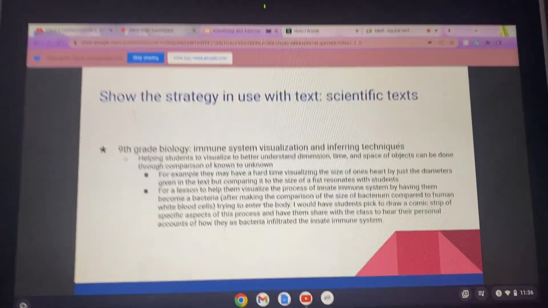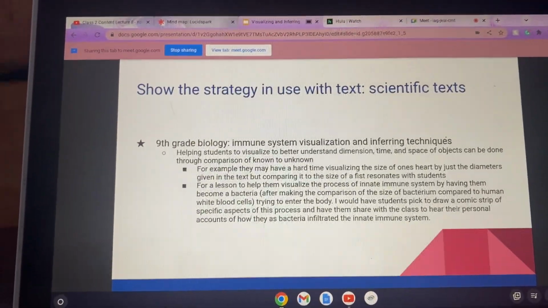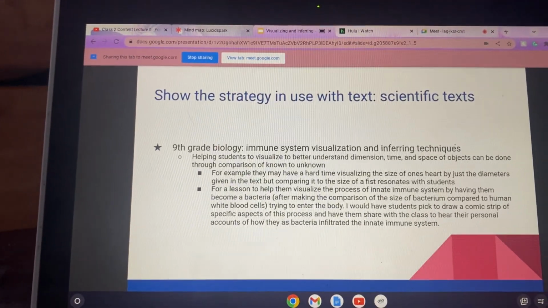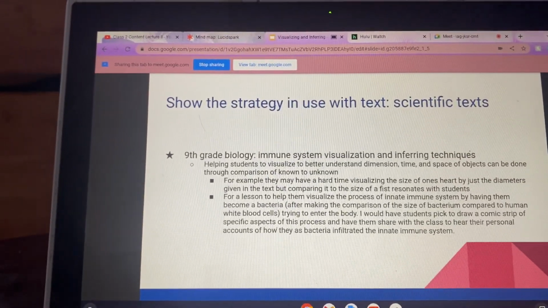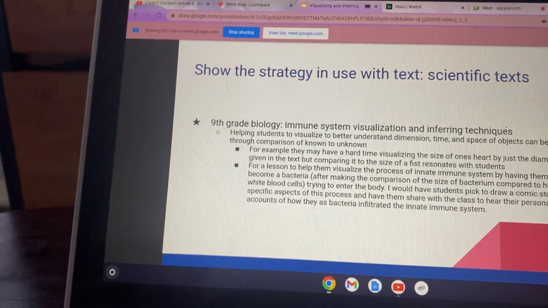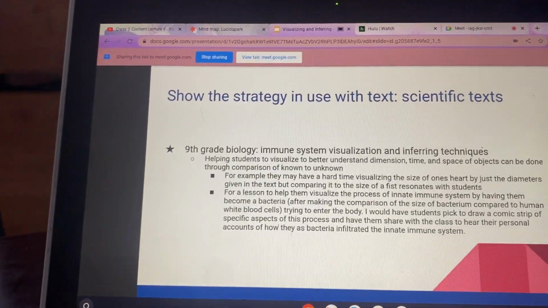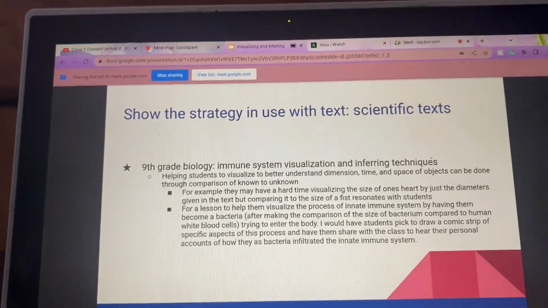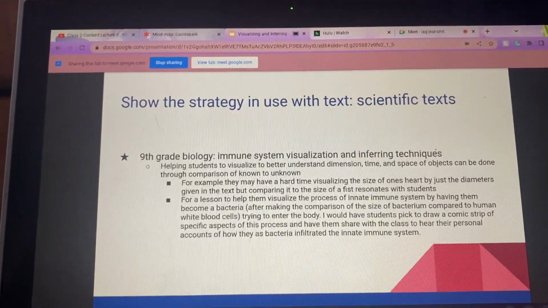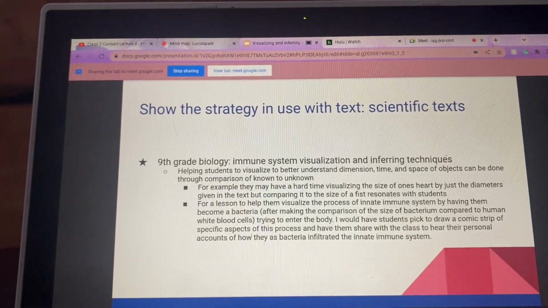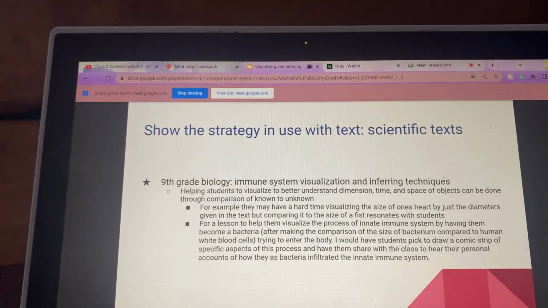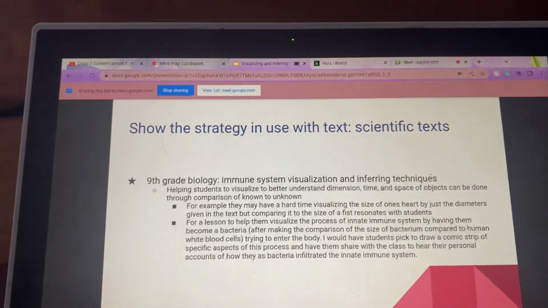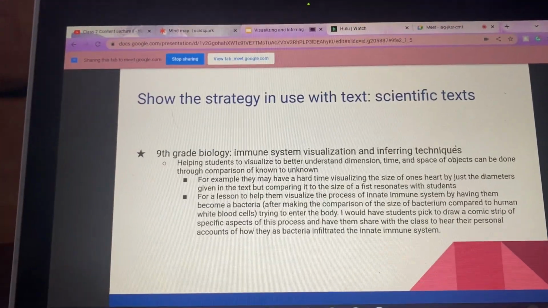I would help students visualize to better understand dimension, time, and space of objects, which can be done through comparison of a known object to an unknown object. For example, students could have a hard time visualizing the size of one's heart just by the diameters mentioned. So giving them something to compare it to where they know the size, like their fist, for example, is a great way to make it make sense to students.